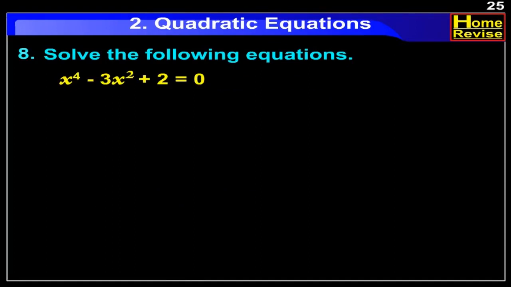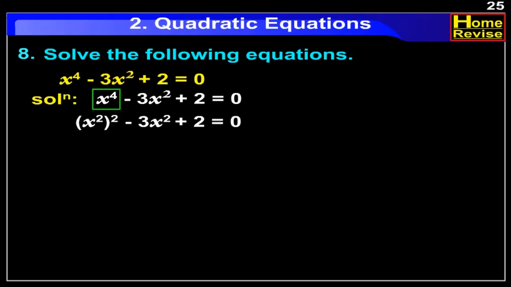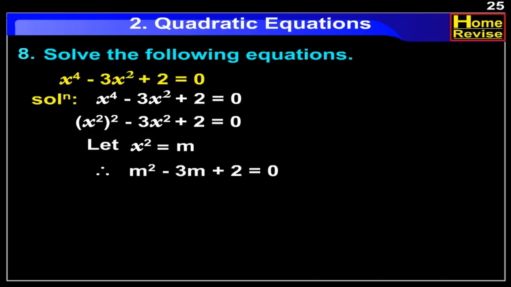x raised to 4 minus 3x square plus 2 is equal to 0. Solution. The given equation is x raised to 4 minus 3x square plus 2 is equal to 0. Let x square be equal to m. Therefore, m square minus 3m plus 2 is equal to 0.